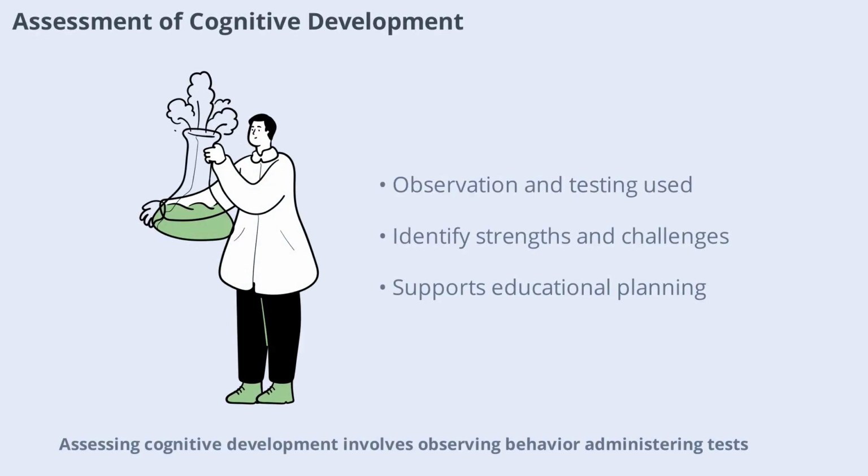Assessing cognitive development involves observing behavior, administering tests, and gathering information from multiple sources. These assessments help identify strengths, challenges, and areas for support. Accurate assessment is crucial for designing effective educational plans and interventions.